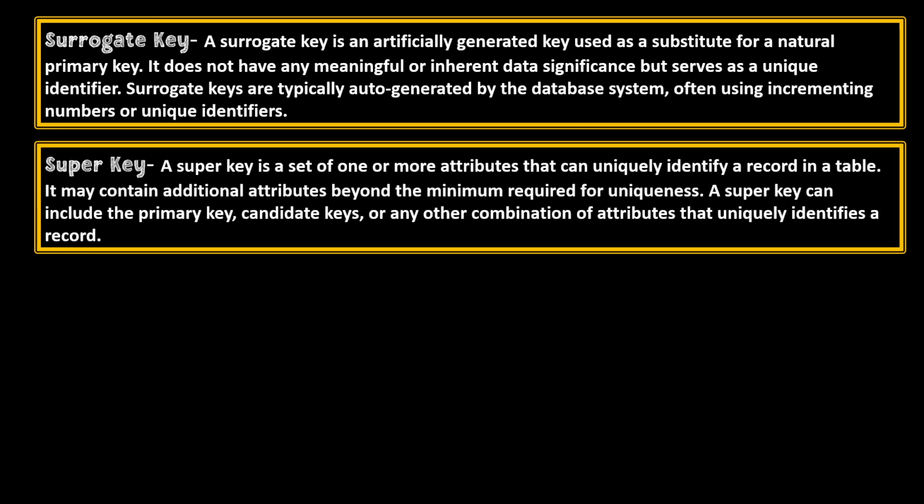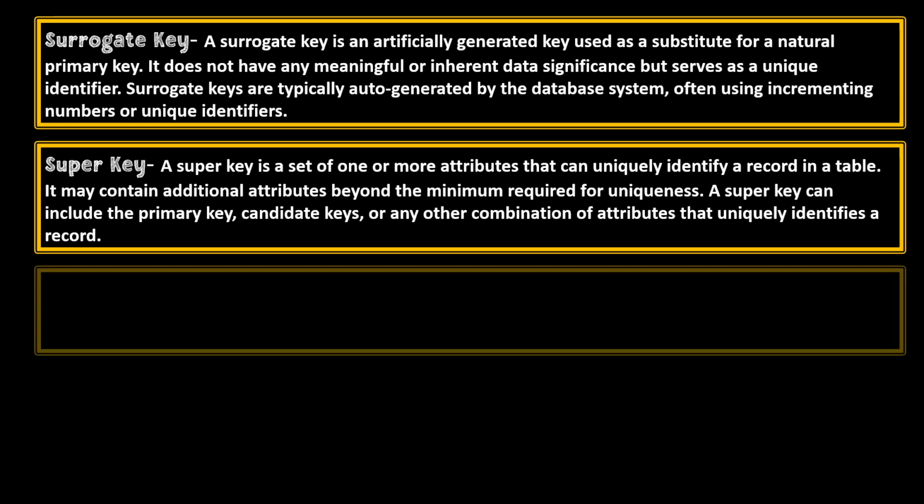Super key. A super key is a set of one or more attributes that can uniquely identify a record in a table. It may contain additional attributes beyond the minimum required for uniqueness. A super key can include the primary key, candidate keys, or any other combination of attributes that uniquely identifies a record.